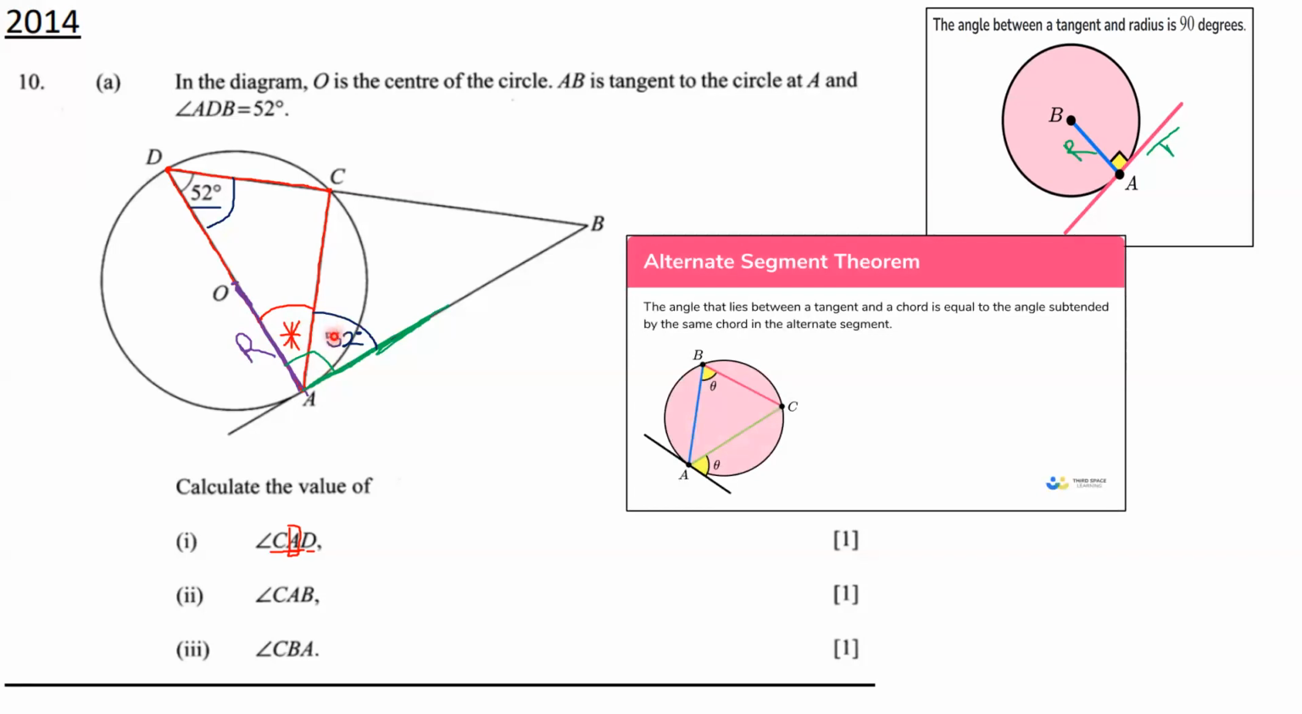And so what does that mean? That means that we know this is 52. We're trying to figure out what this is, but we know that both of them combined should add up to 90 degrees. That's very important. Let me repeat myself.